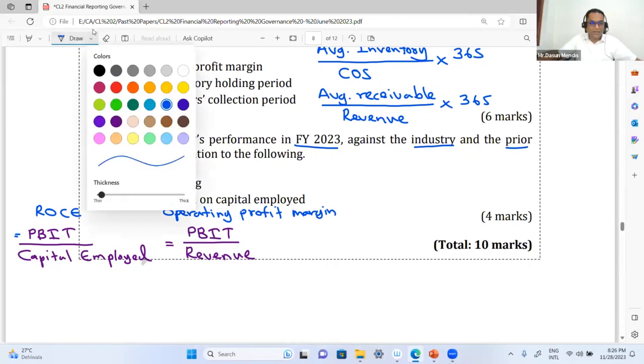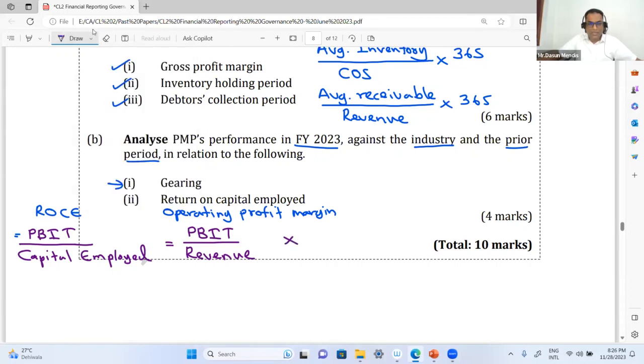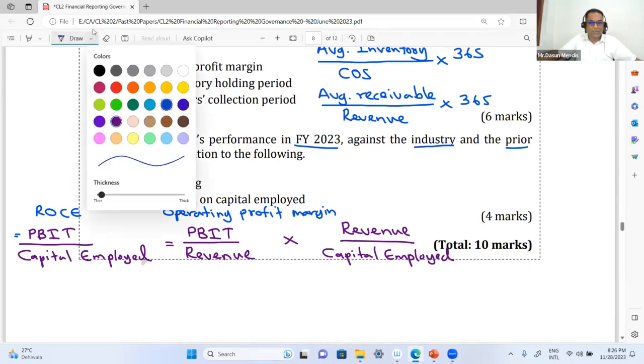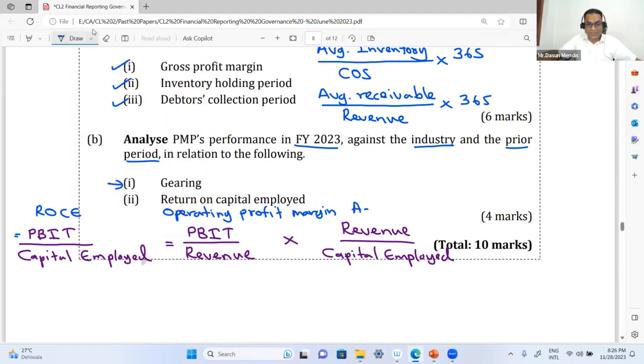Then I multiply this by revenue divided by capital. What is this ratio? Revenue divided by capital employed. This is asset turnover.